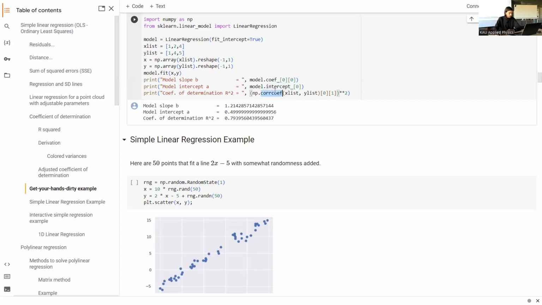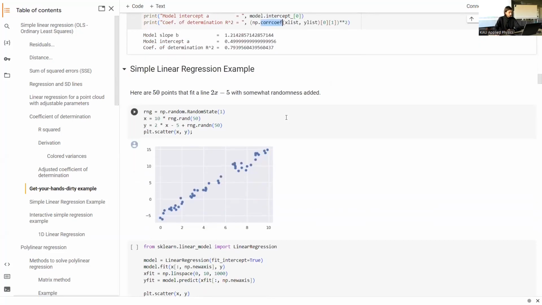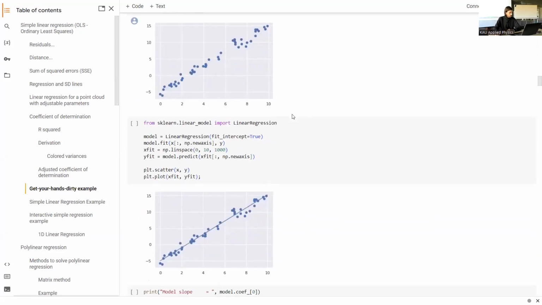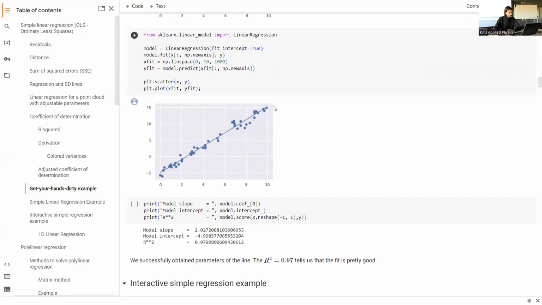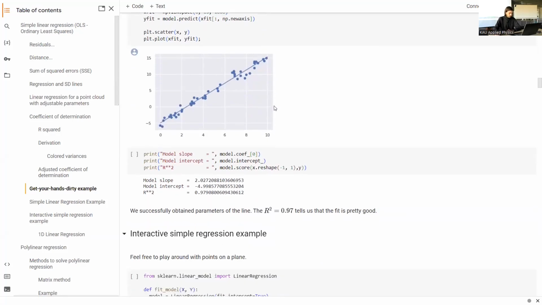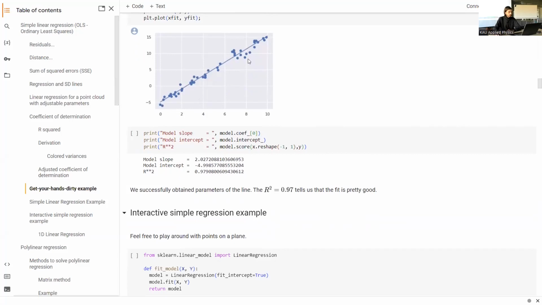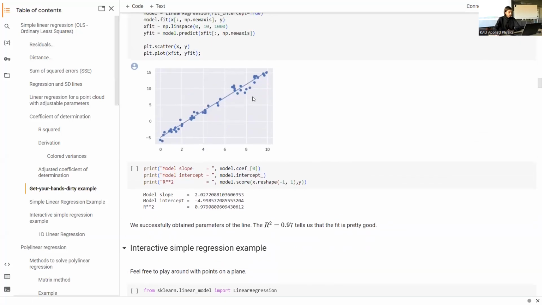And here I'm calculating the coefficient of determination, R squared. Here we have it. Okay, one more example of how to do that in Python. Once again, not getting deeply into that, it's really simple.